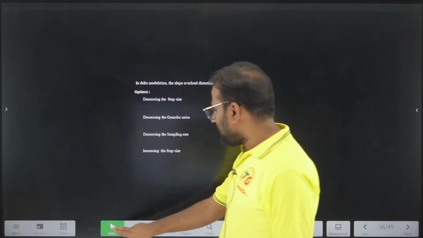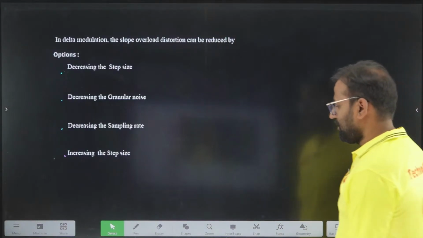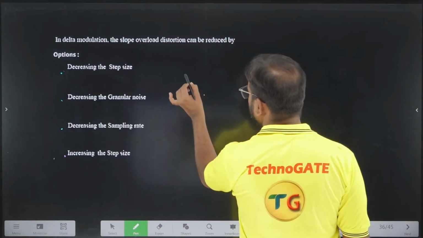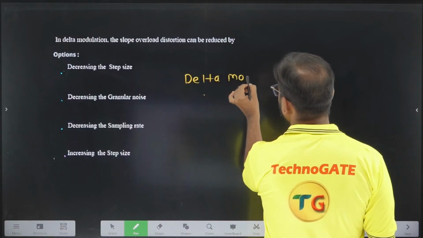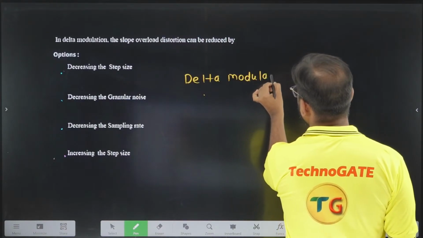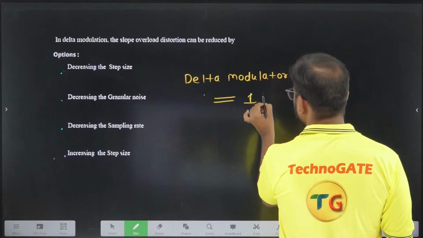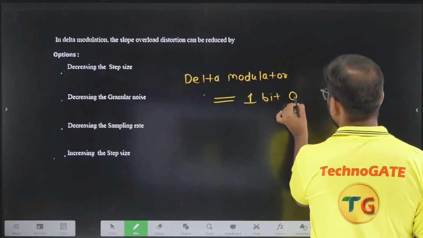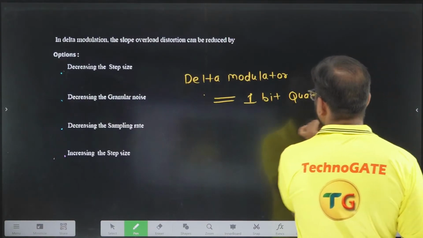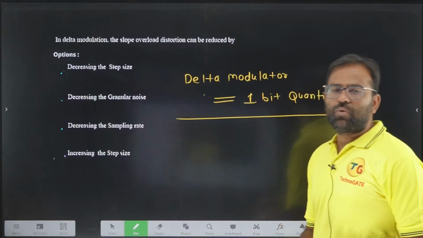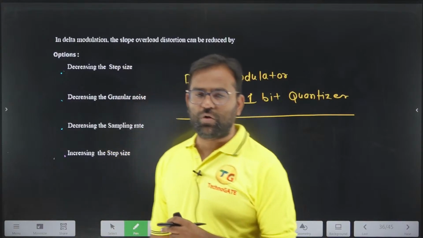In a delta modulator, what is a delta modulator? A delta modulator is a 1-bit quantizer, also known as a one bit quantizer. A quantizer is something which converts discrete samples into codes.